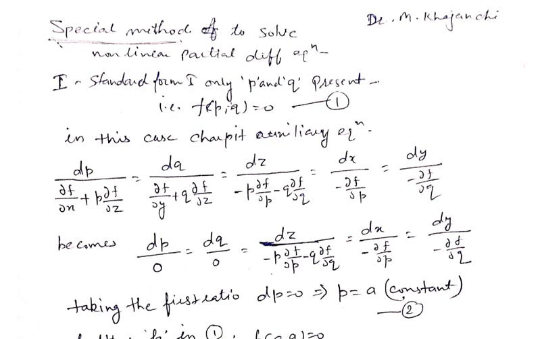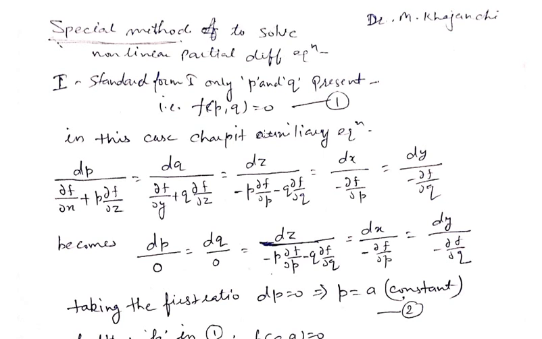First standard form is when the given non-linear partial differential equation is in terms of p and q only. p and q only means x, y and z terms will be absent here. In that case, when x, y and z are absent, the partial derivatives of f with respect to x, y and z are all equal to 0. We have some non-zero value of the partial derivative with respect to p and q only, and other than these, the partial derivatives with respect to x, y and z will be 0.